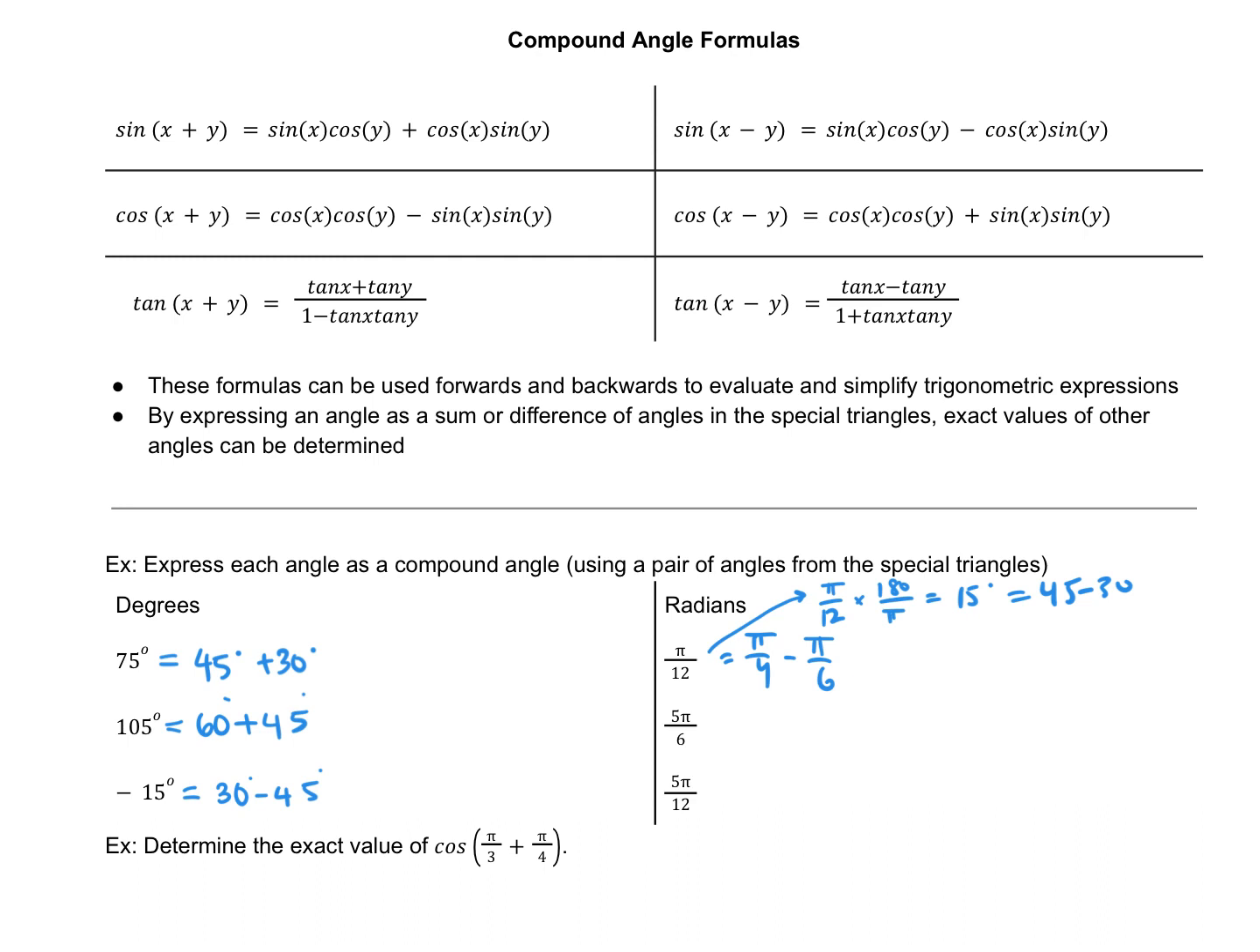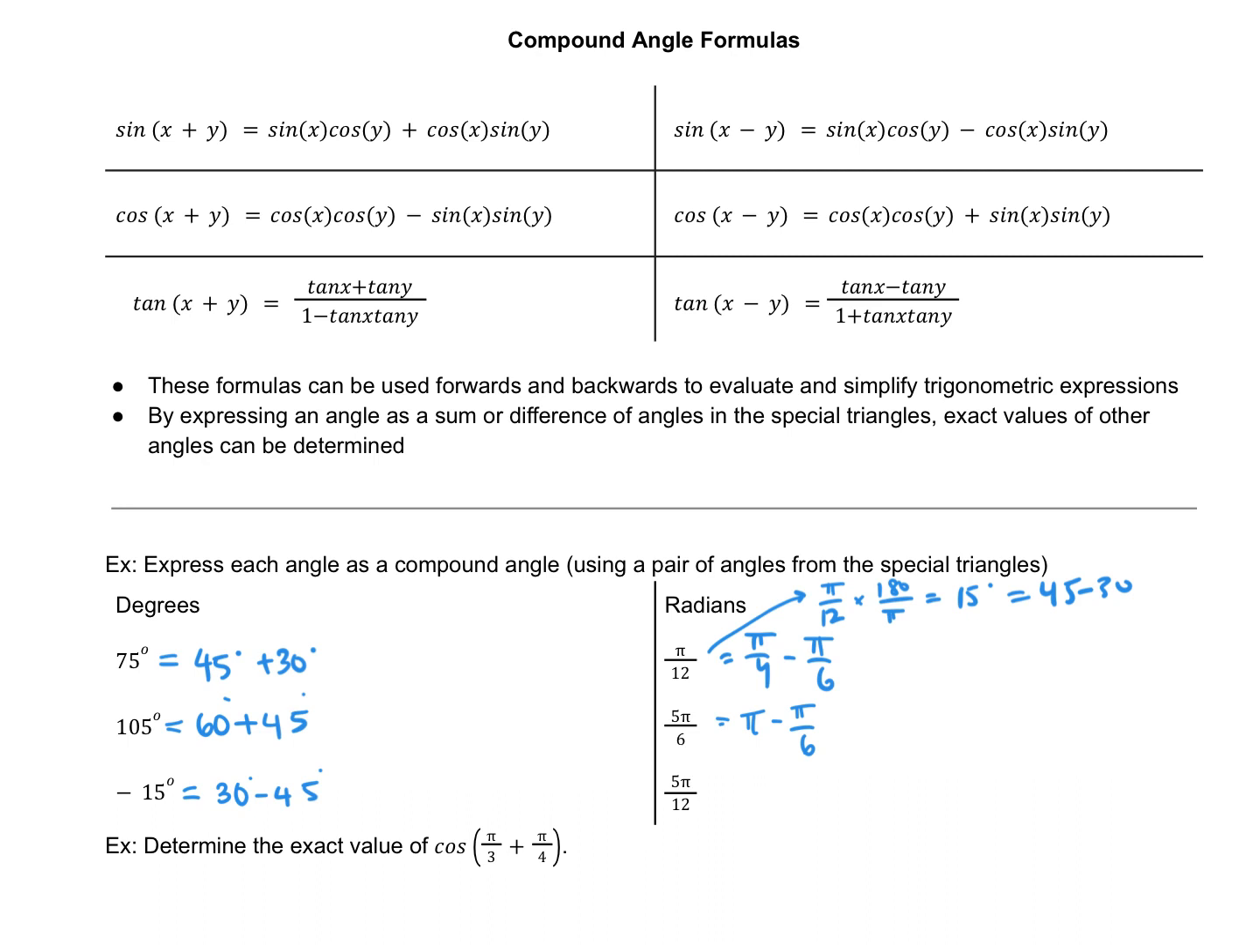Next, 5 pi over 6. Maybe this one you can see right away because it looks like we're taking pi and just subtracting pi over 6 from it. Because pi is 6 pi over 6, and if we subtract pi over 6, we get that 5 pi over 6. You can also think of it as 150 degrees, and 150 degrees is 180 subtract 30, which is exactly what pi minus pi over 6 is.